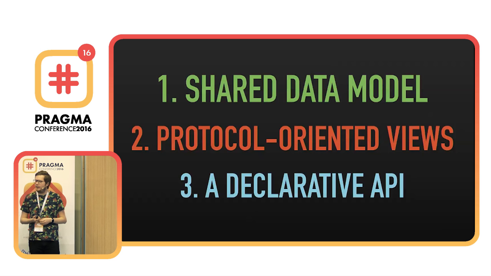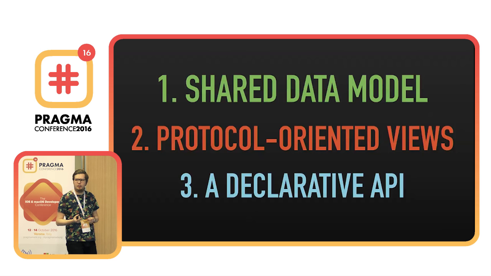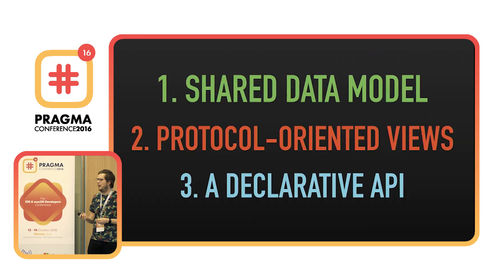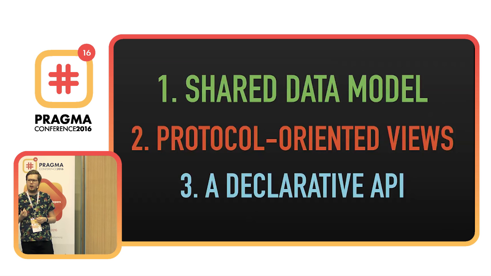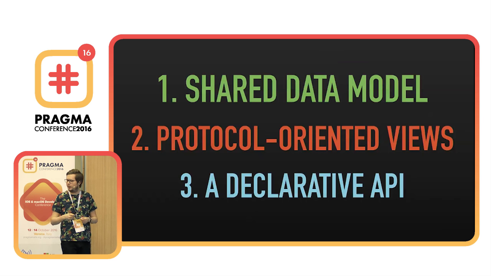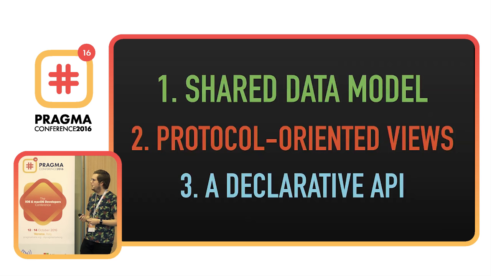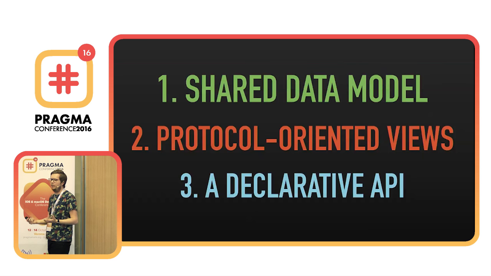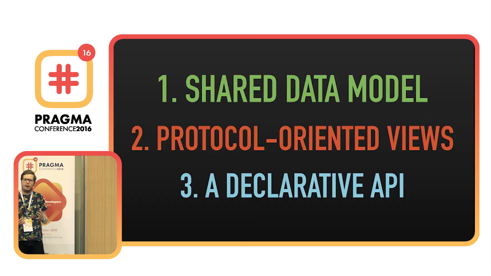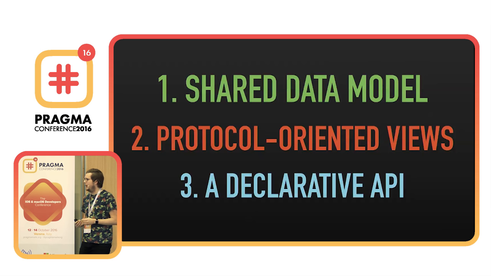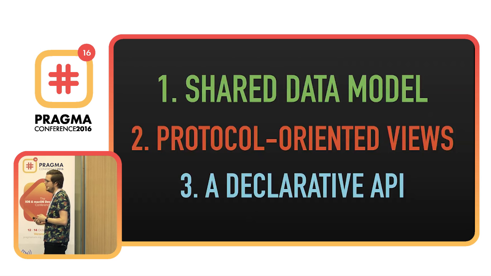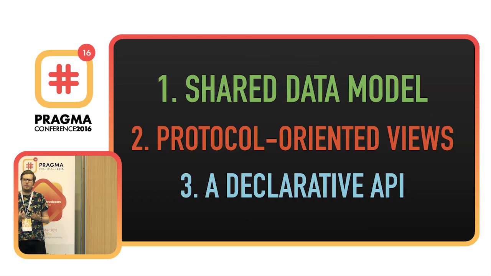So to sum up, the three things that we needed to change or implement in order to move to a backend-driven UI architecture were a shared data model, where we have a contract between the client and the server; protocol-oriented views that are fully decoupled and not aware of each other, and instead just conform to a single protocol where we know what's going to happen; and lastly, a declarative API that enables us to build these views both in the backend and on the client side.